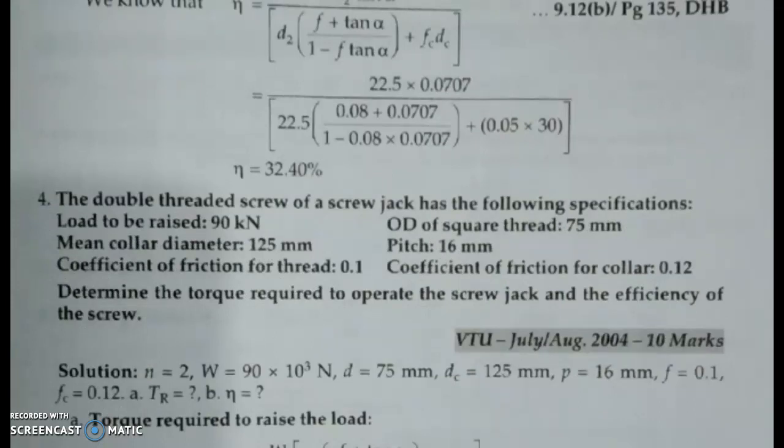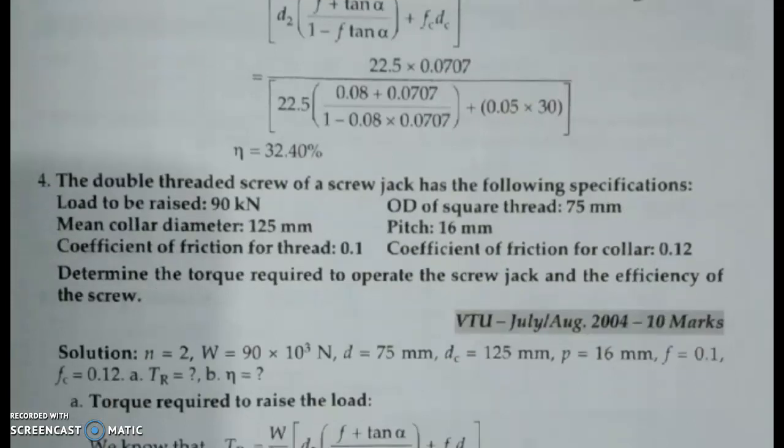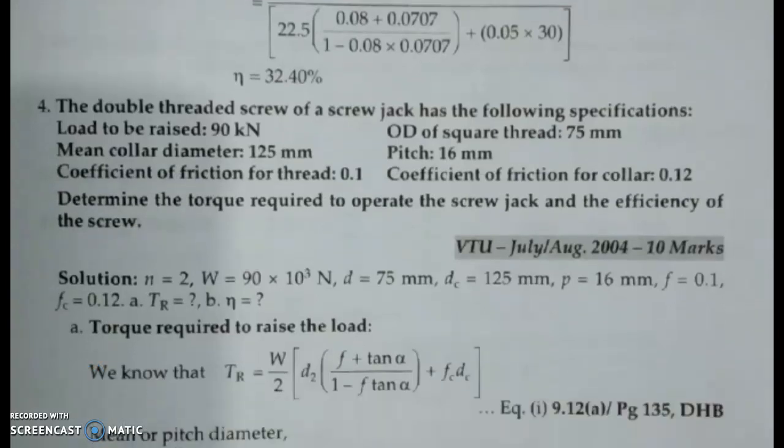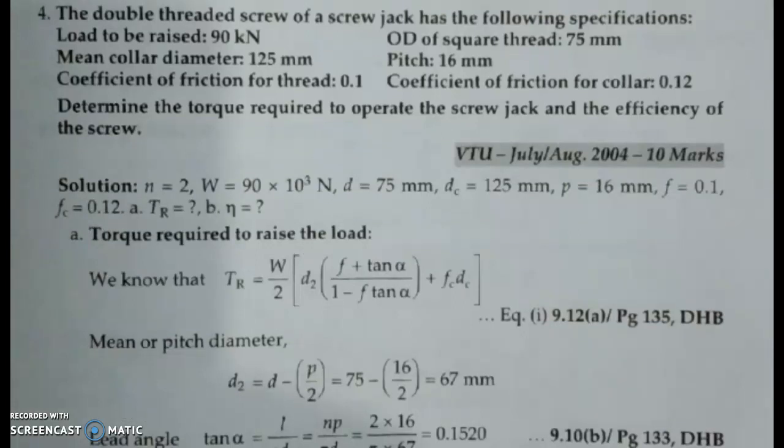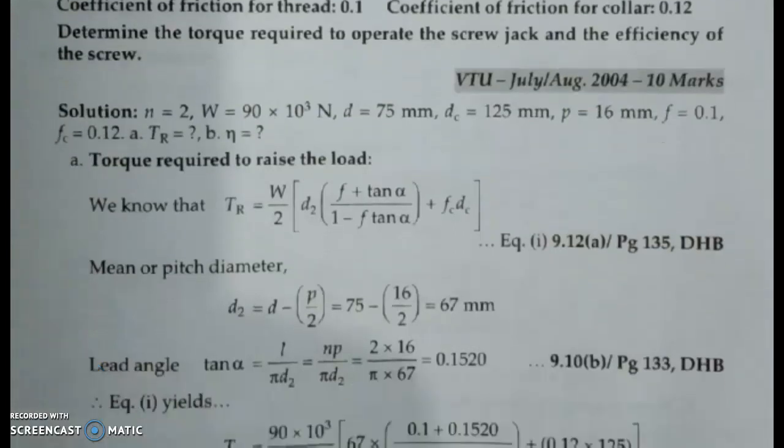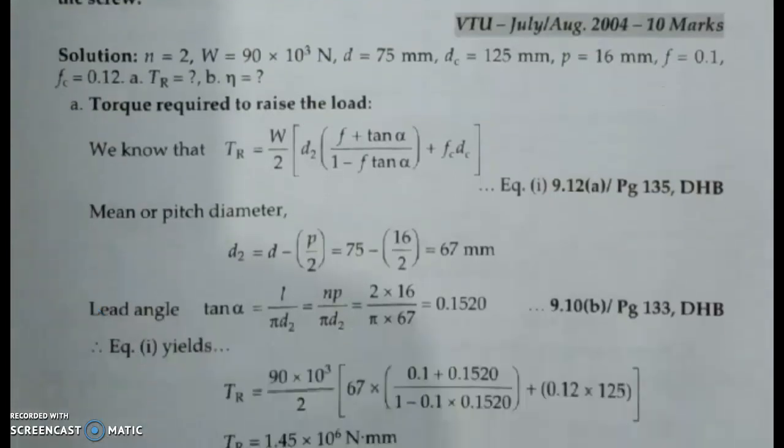Determine the torque required to operate the screw jack and the efficiency of the screw. Given n is equal to 2, W is equal to 90 into 10 raised to 3, D is equal to 75, Dc is equal to 125, P is equal to 16, F is equal to 0.1, Fc is equal to 0.12, and they are asking TR and the efficiency.